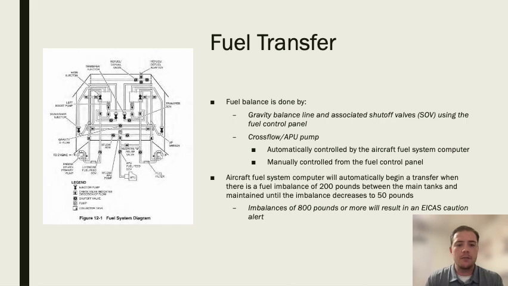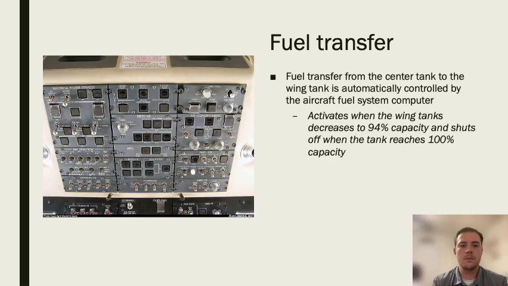The aircraft fuel system computer will automatically begin a transfer when there's a fuel imbalance of 200 pounds between the main tanks and maintain until the imbalance decreases to 50 pounds. Also, imbalances of 800 pounds or more will result in an ICAS caution alert, or the engine indicating crew alerting system. There'll be a caution message on that screen. So to the left, we can see the fuel control panel. It's located on the overhead panel above the pilots, right there in the center on top.